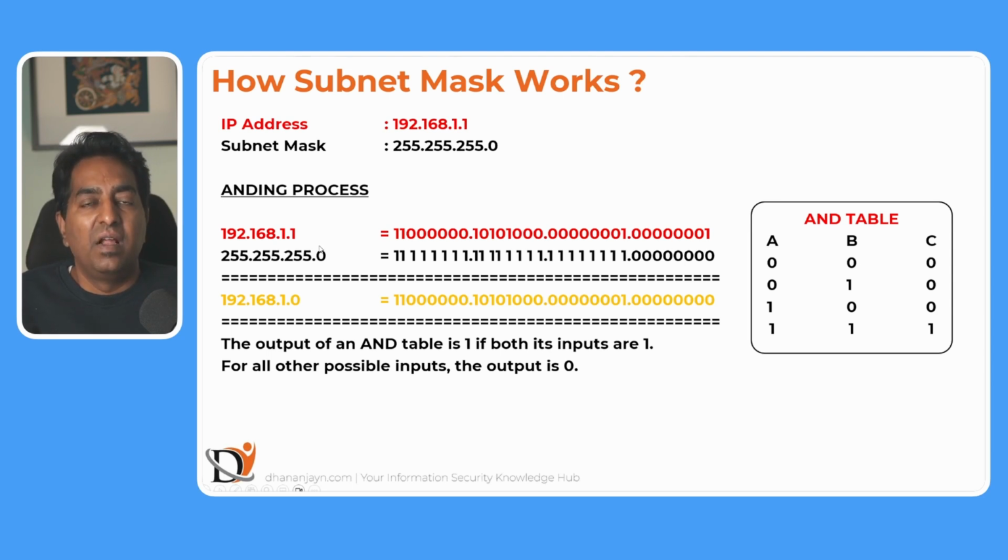So the ANDing process is used to identify the network ID of an IP with the help of the subnet mask that is assigned to it. For all the other possible inputs, the output is going to be 0.